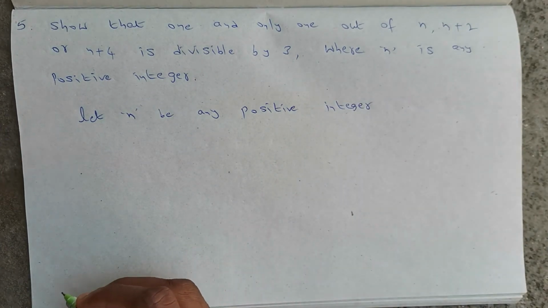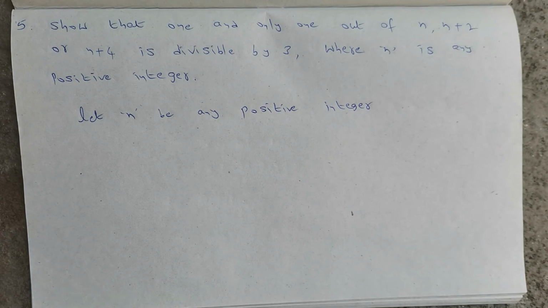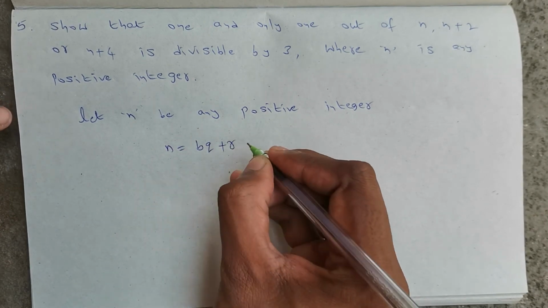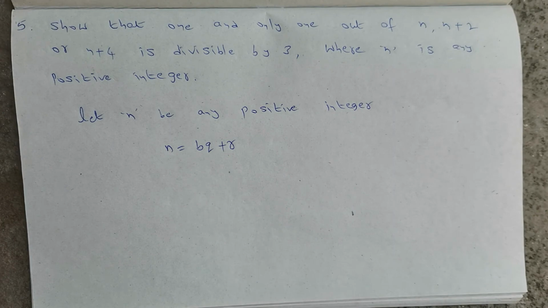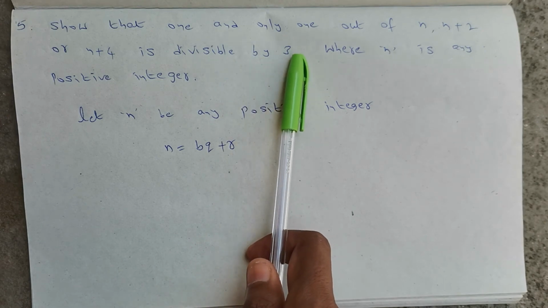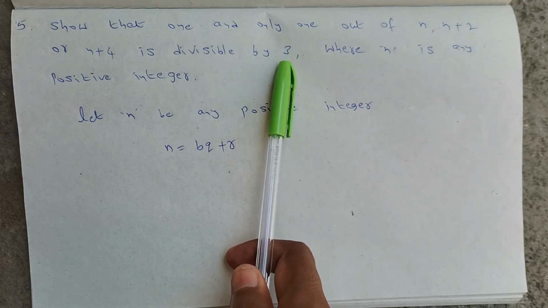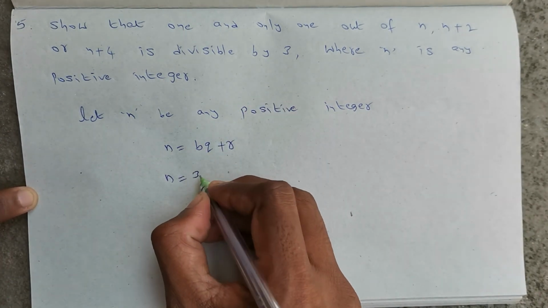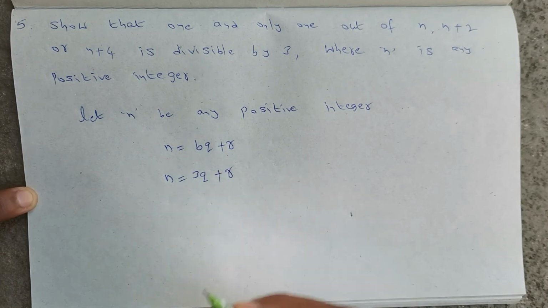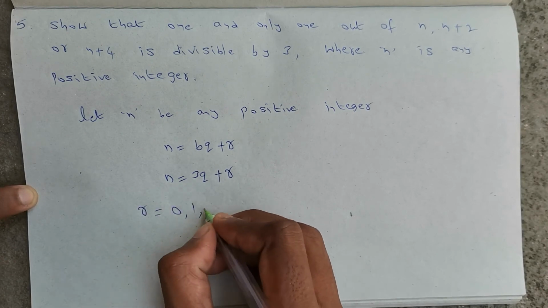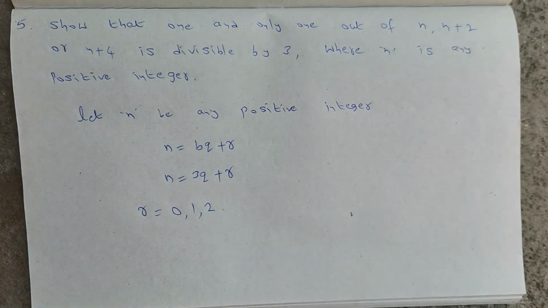So we know the Euclid division formula, that is a is equal to bq plus r. So now in the place of a, let us keep n. So n is equal to bq plus r. Next, it is divisible by 3. It is clearly showing the divisor is 3. So n is equal to, in the place of b, 3, 3q plus r. If the divisor is 3, what are the possible remainders? 0, 1, 2. The remainders are 0 or 1 or 2.